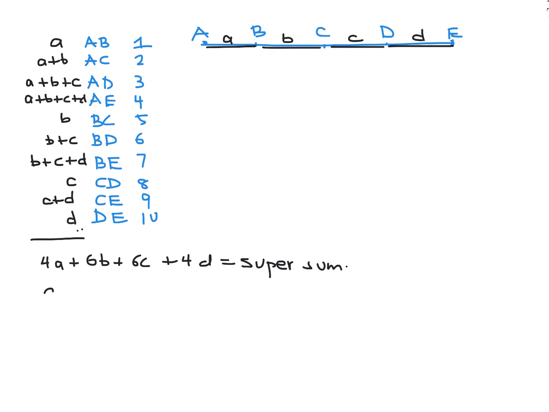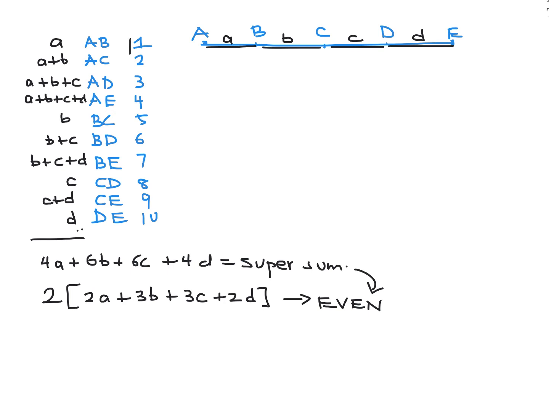Now immediately I can factor out a 2, and that shows me the fact that the supersum is even, because anything that is a multiple of 2 is even. Got it? So the supersum always has to be even, no matter what the numbers are. Okay, so that's actually fairly helpful, I think.